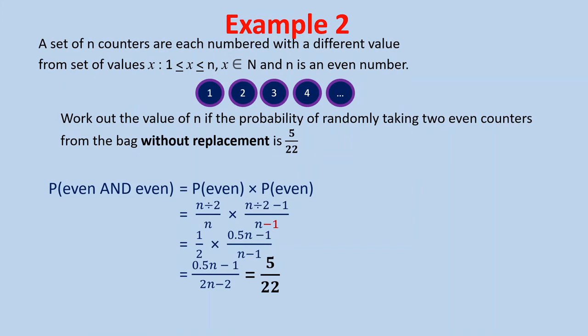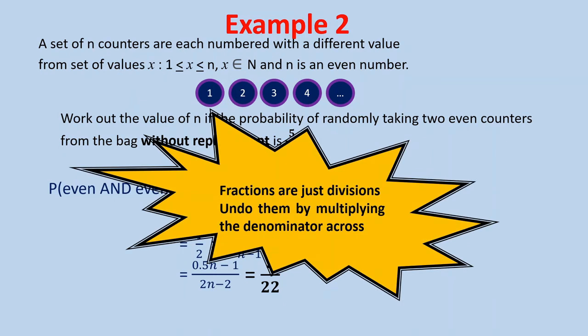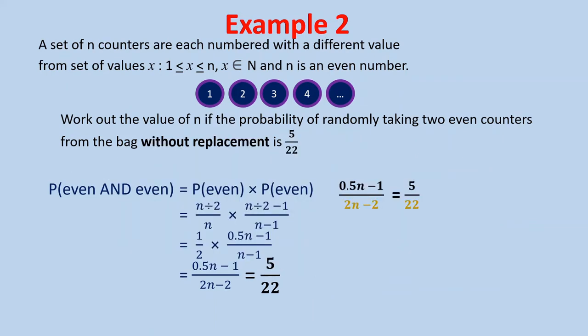So let's solve this equation to find out how many counters there were. Now, if you're like my students, you probably get a bit nervous with fractions, but again, don't be afraid. Fractions are just divisions. To undo them, we multiply the denominators across. So this denominator here of 2n minus 2, we'll take it over to the other side and multiply it by the numerator. And this denominator here, the 22, we'll take it to the other side and multiply it by the numerator. Remember to use brackets to ensure that you're multiplying all terms by the expression that you've just brought across.